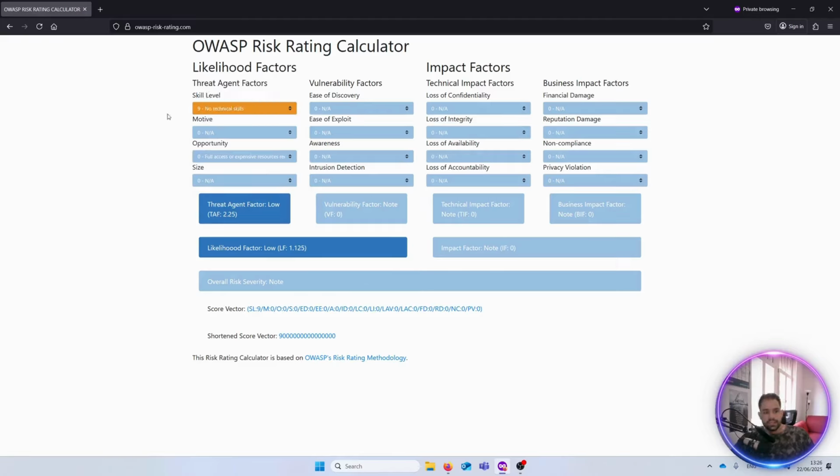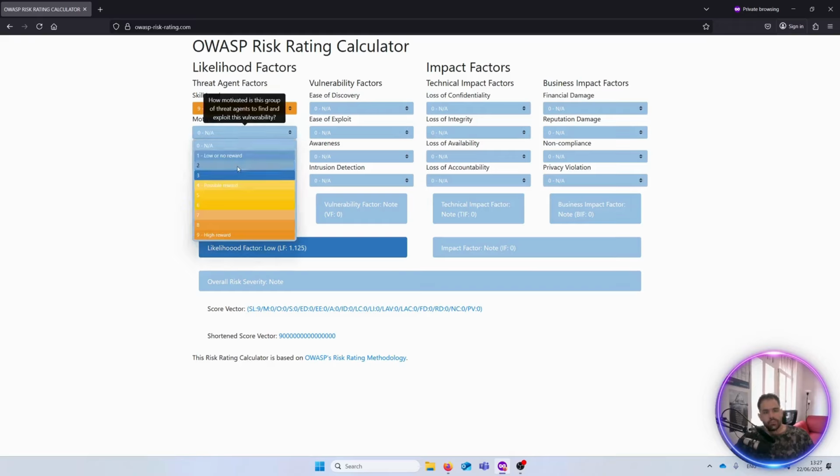And the second factor is motive. What will the attacker get? High reward. Are they sure that they will find something, or do they just want to see if they get anything? Let's say there's a high reward there. It's again a risk. So now we can see threat agent factor is 4.5, and then the likelihood factor is 2.25.